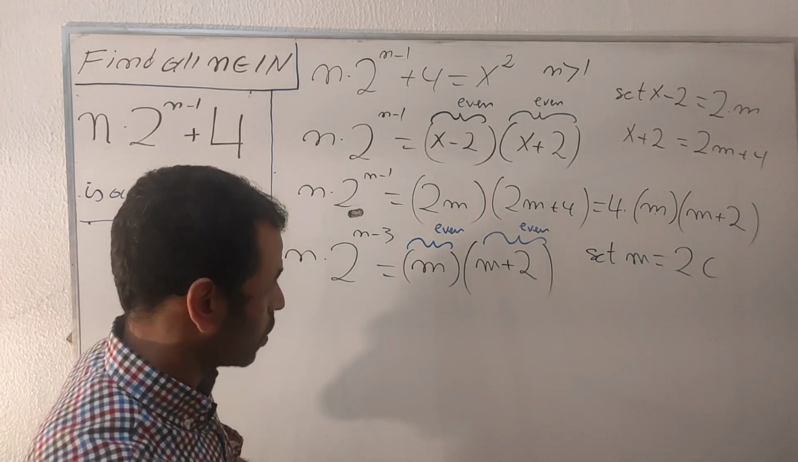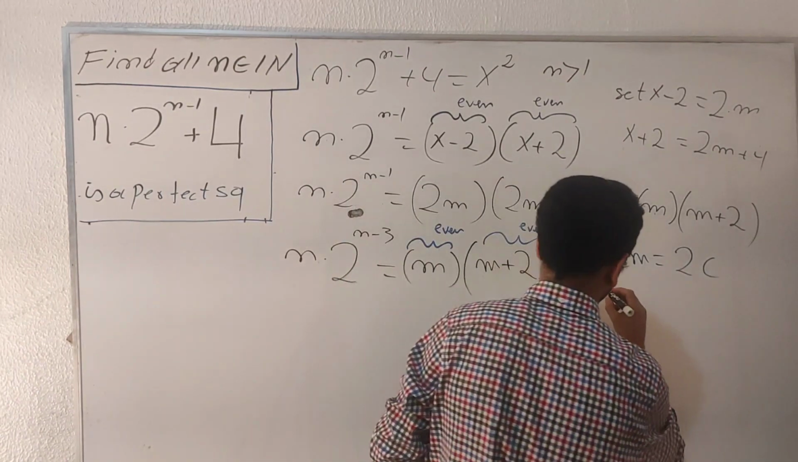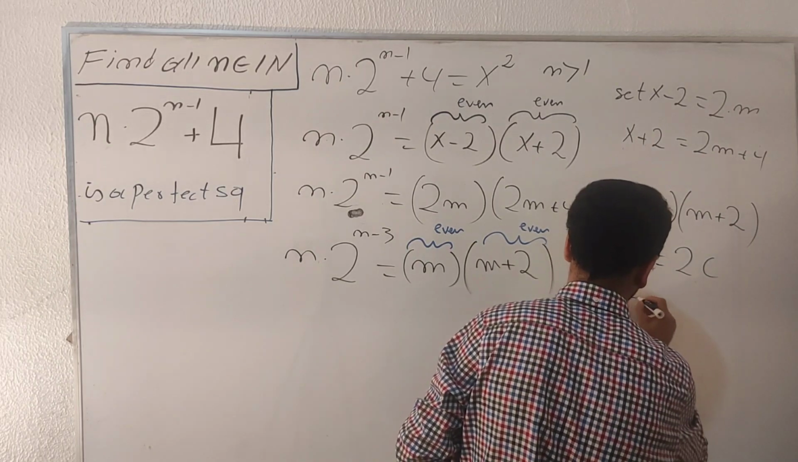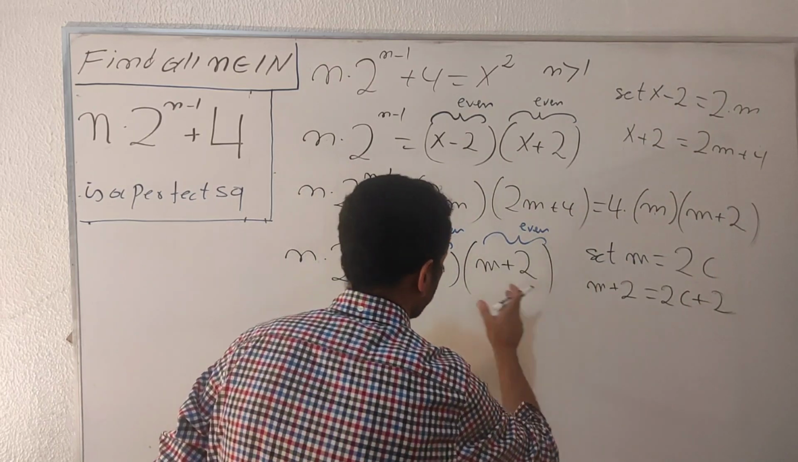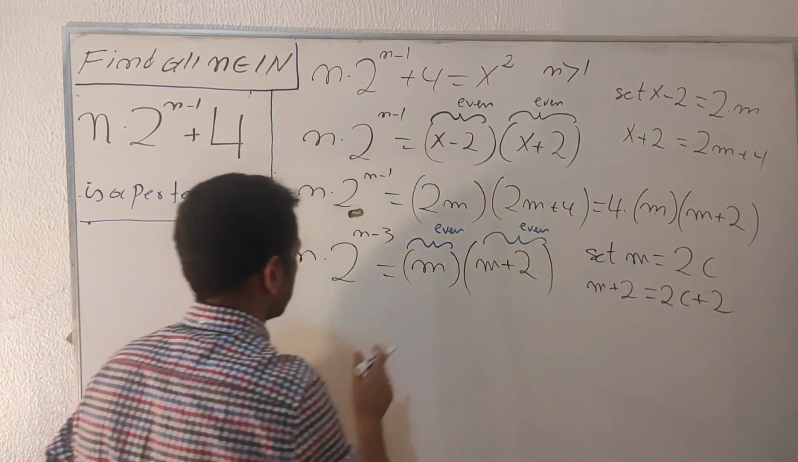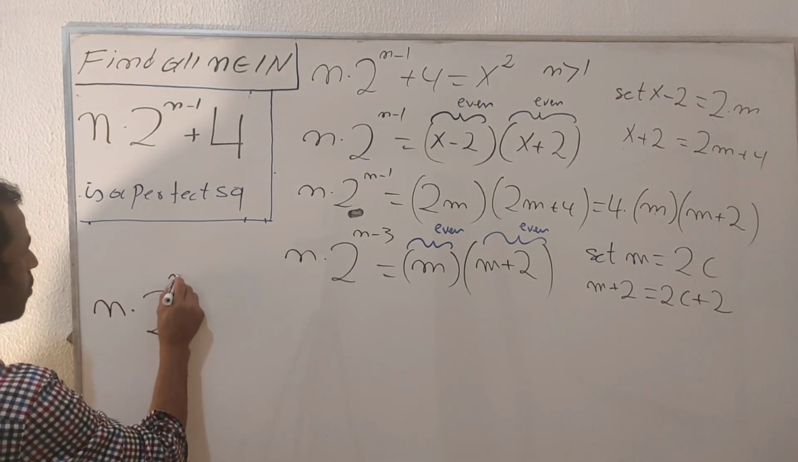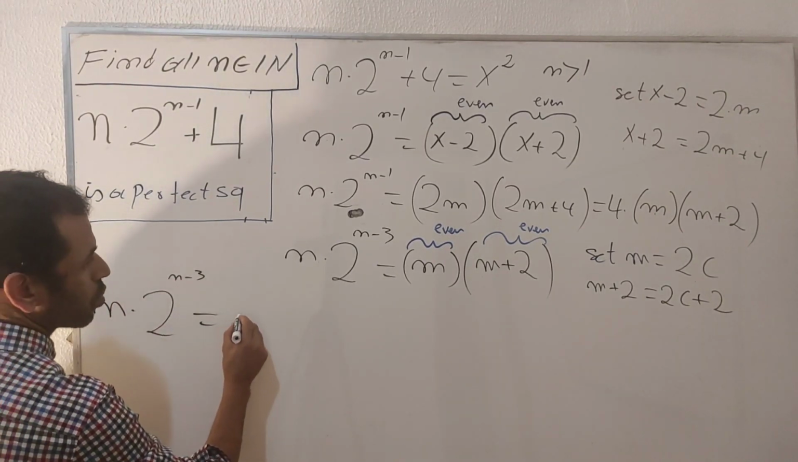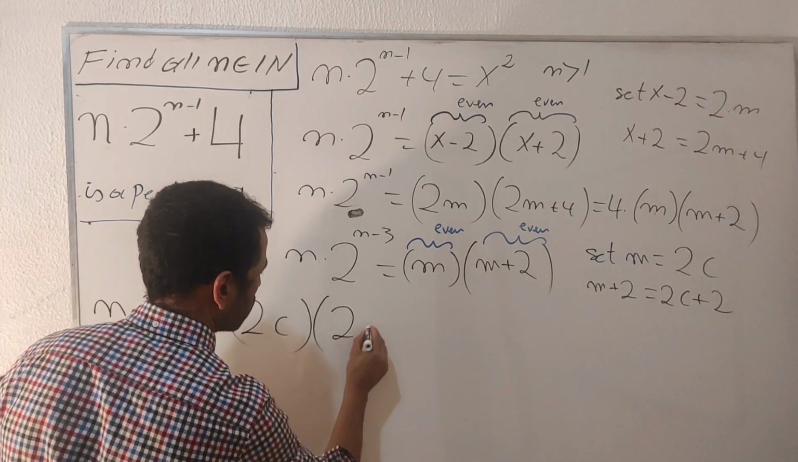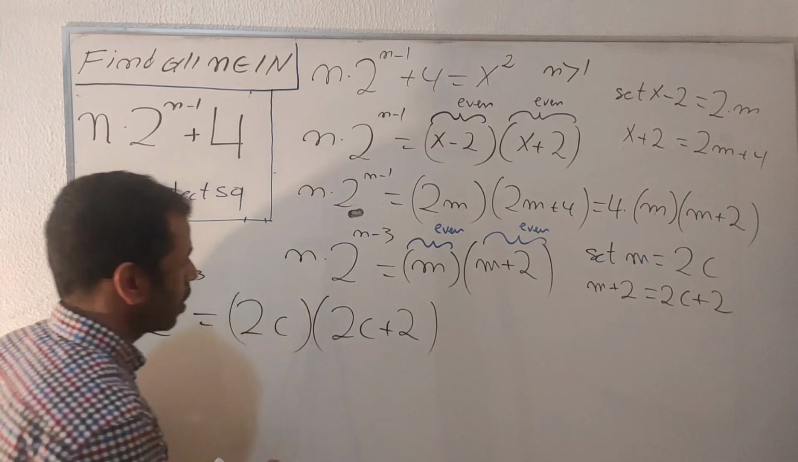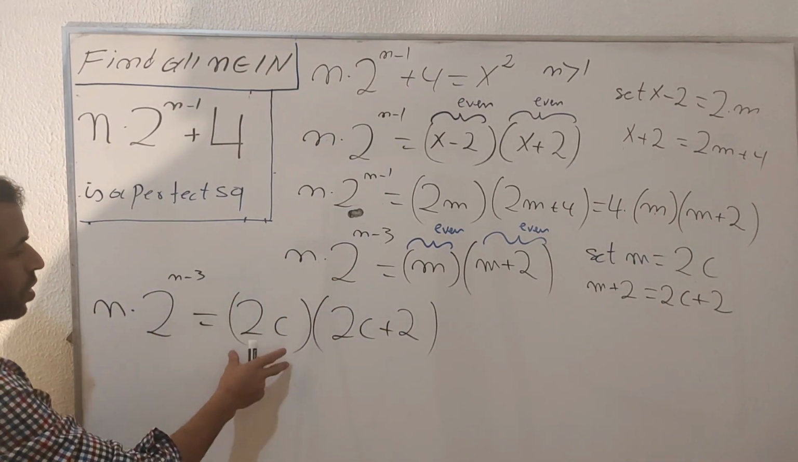Okay, if I'm going to do that, let's add number 2 on both sides. I get m plus 2 equals 2c plus number 2. Okay, let's do the same thing by replacing these two terms into this product. I get the following. I get n multiplied by 2 to the n minus 3 equals 2c factor 2c plus number 2.